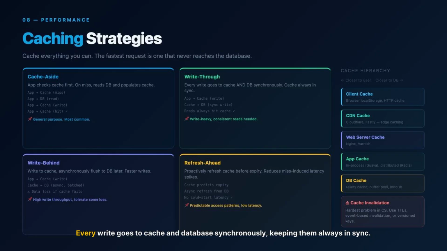Write through. Every write goes to cache and database synchronously, keeping them always in sync. Write behind, or write back. Data is written to cache immediately and flushed to the database asynchronously in batches. Faster writes, but risk losing data if the cache crashes before flushing. Refresh ahead. The cache proactively refreshes entries before they expire, eliminating cold start latency spikes.